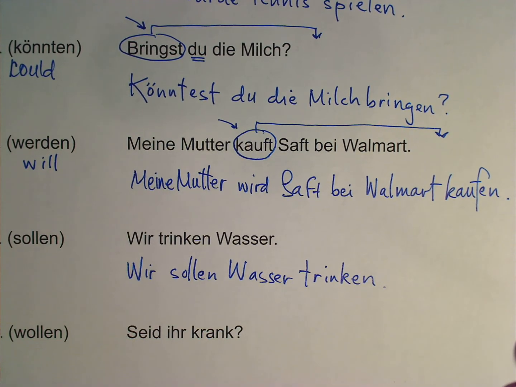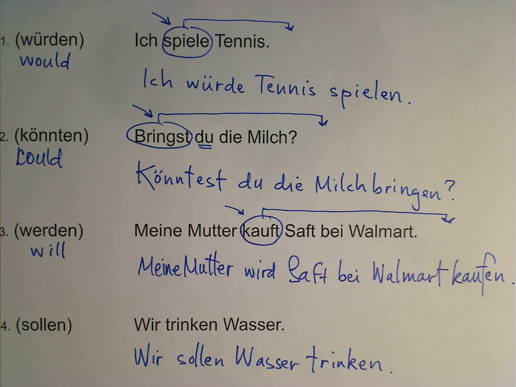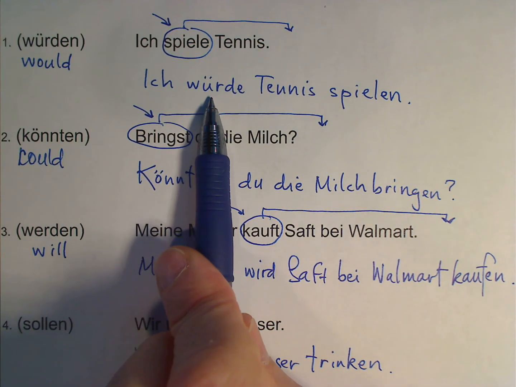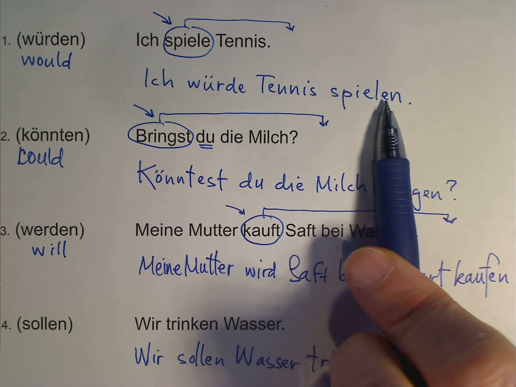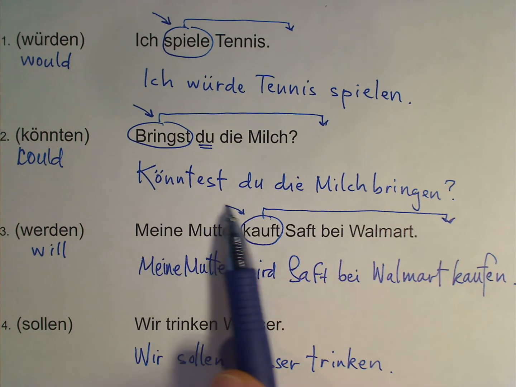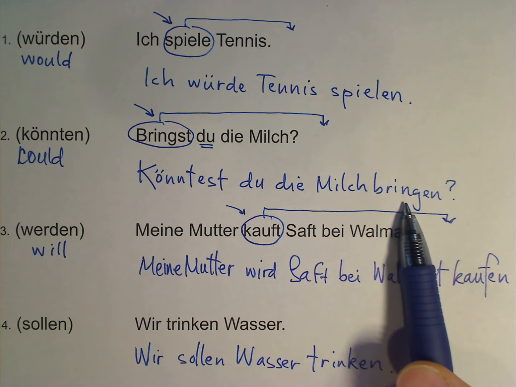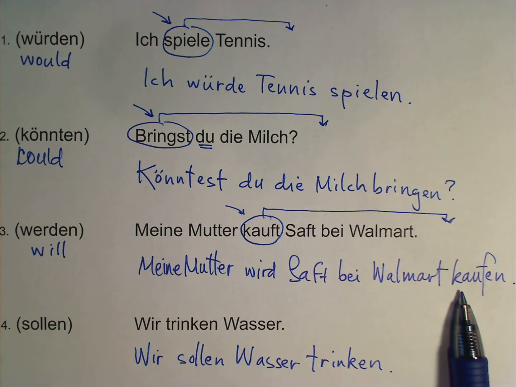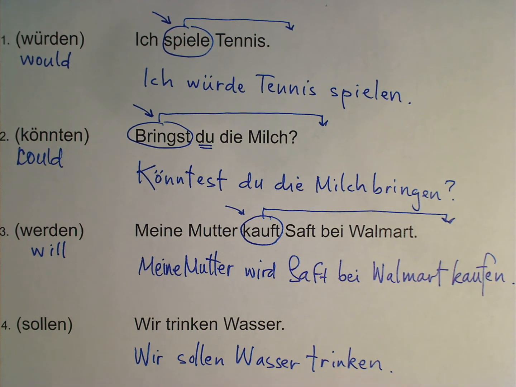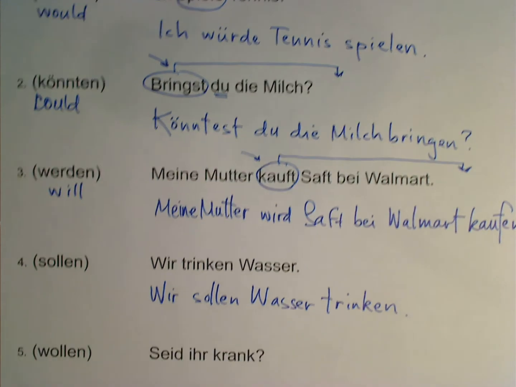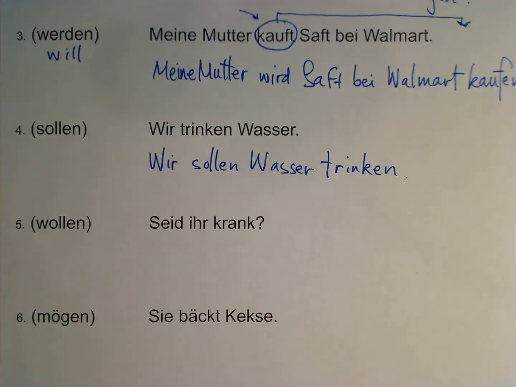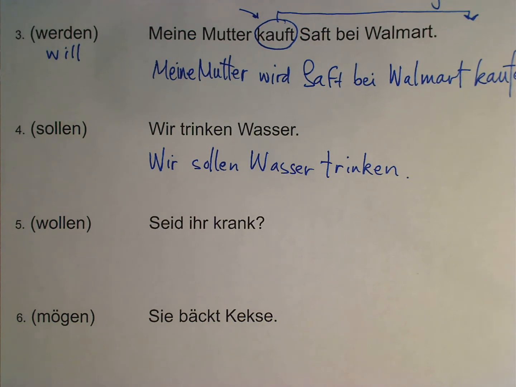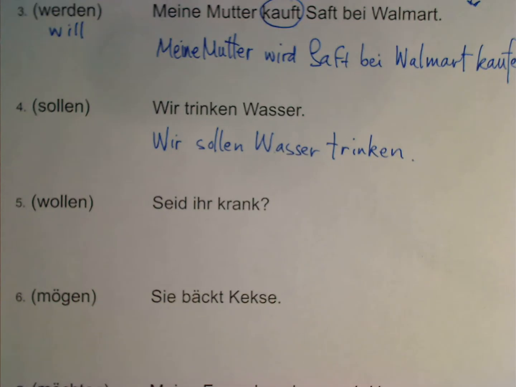Notice with all of these sentences that we've had so far, we have the modal, and then the other verb is unconjugated at the end. Modal, unconjugated verb, the infinitive, at the end. Modal, infinitive at the end. This next sentence has, actually the next two sentences, numbers 5 and 6, have irregular verbs.